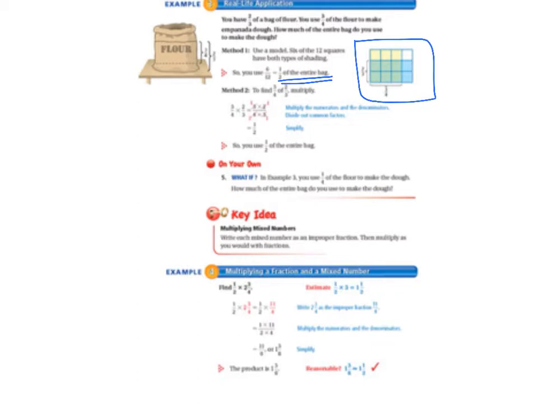Method 2, to find 3/4 of 2/3, we multiply. And so when we multiply the numerators and the denominators and we divide the common factors, we get 1/2. So we use 1/2 of the entire bag.